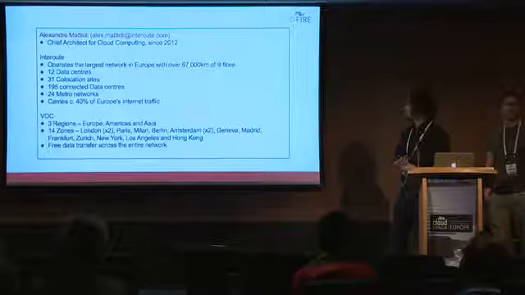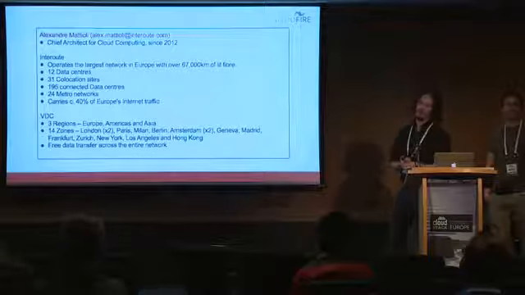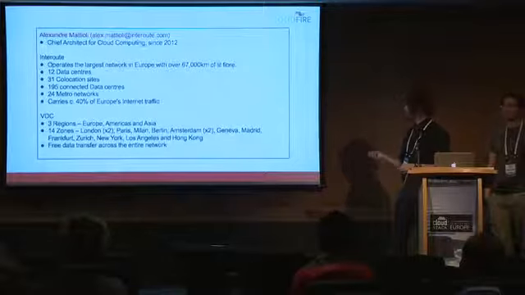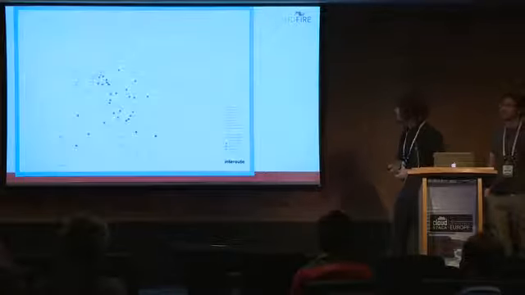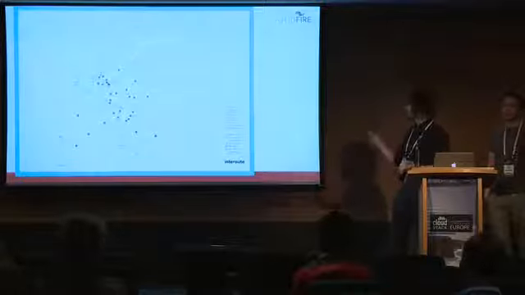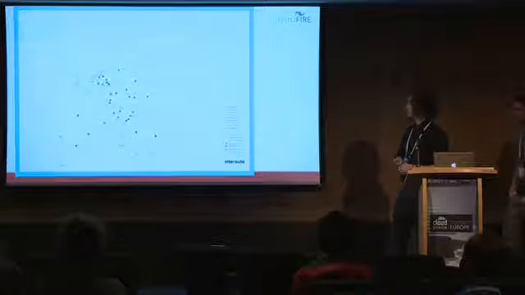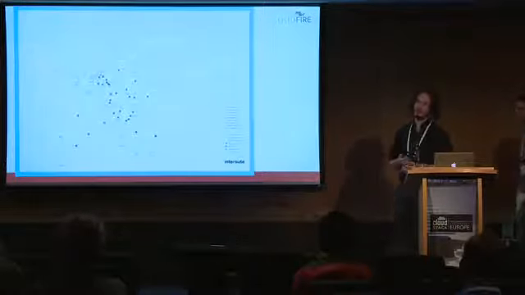Lots of fiber, now about 80,000 kilometers, lots of data centers, and at some point, well, that maps to this. Not really a good map, but that's our network around Europe and stretches to Asia and the US. And at some point, someone looked at this and decided to place cloud computing nodes all around.